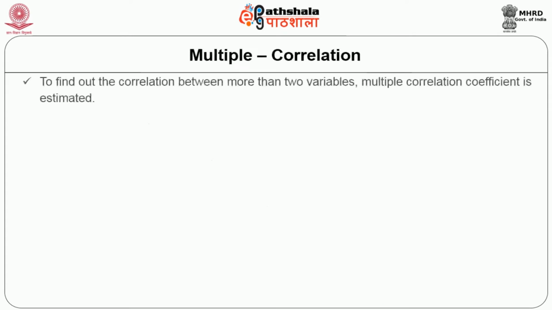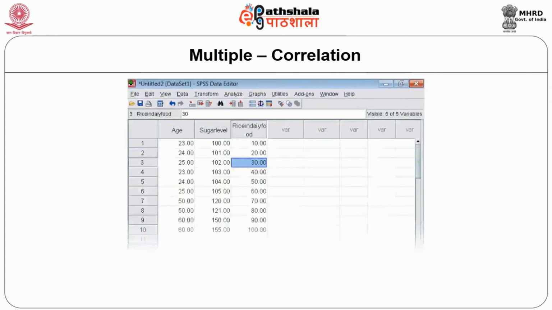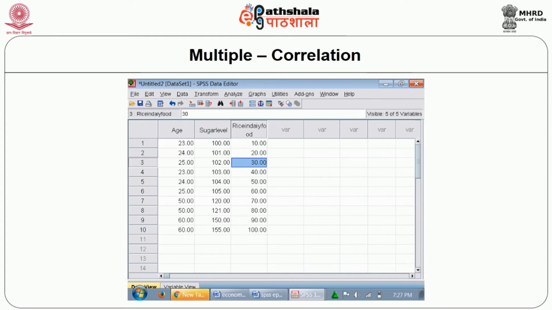Then multiple correlation. To find out the correlation between more than two variables, multiple correlation coefficient is estimated. Estimate multiple correlation coefficient for the data given below in SPSS. Procedure: the following are the procedure. Enter the data on sugar level, age and rice in daily food in SPSS worksheet.